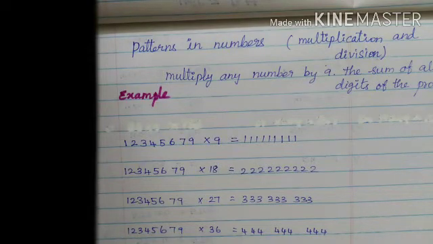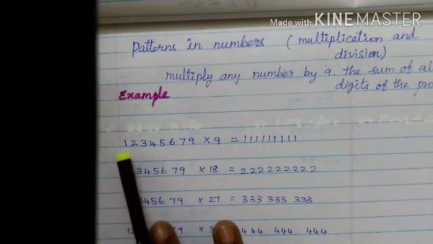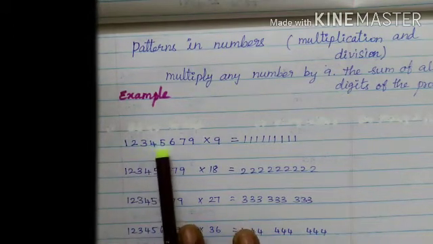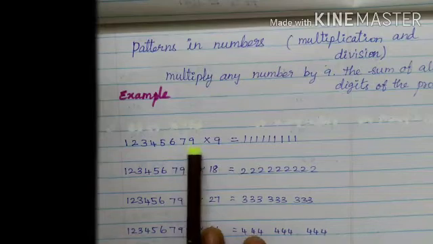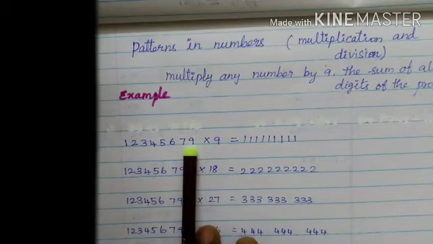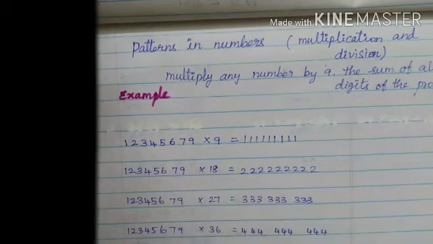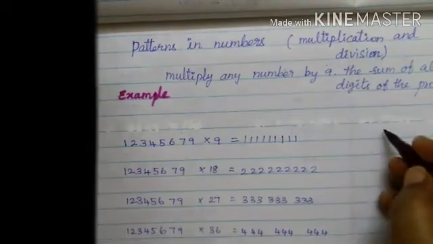You know the numbers 1 to 9. But here I take out 1, 2, 3, 4, 5, 6, 7, then 9. So here we do not take the number 8. 8 is not taken here.